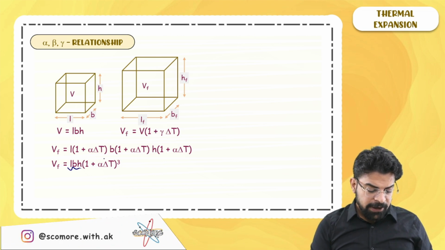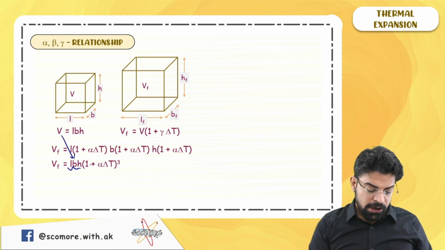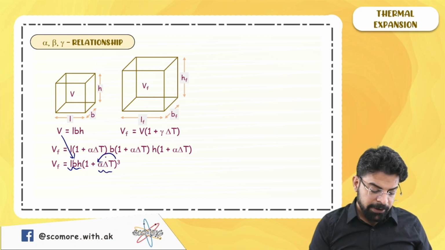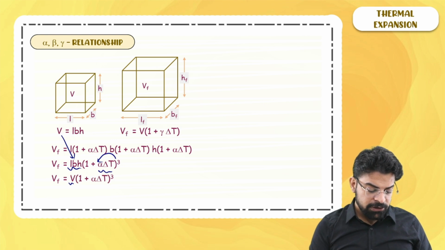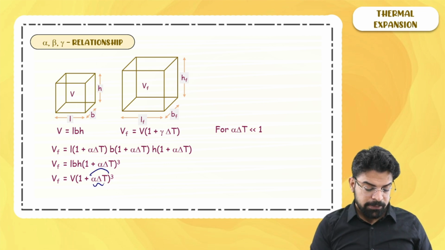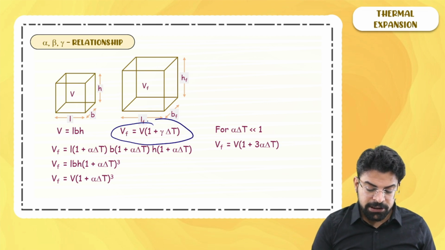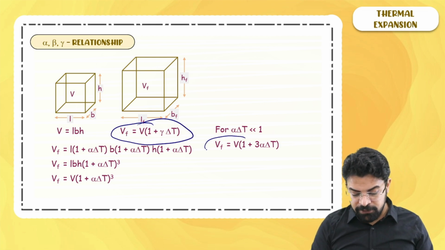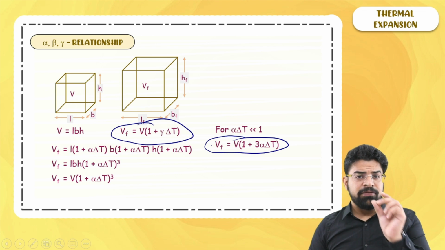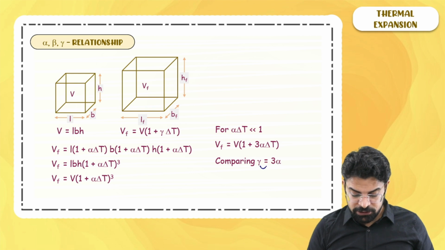Now, in place of LBH, you can write the original volume and then you can do binomial approximation. For alpha delta t less than 1, you can bring 3 in front. So you can even write V final equals original volume into 1 plus alpha delta t whole cube, and with the binomial approximation, bringing the 3 in front, you get the final volume equals original volume into 1 plus 3 alpha delta t. Now comparing this with the equation of volume expansion, we can see there is only one thing different. In place of gamma, you have got 3 alpha. So on comparing, we can say that gamma equals 3 alpha.